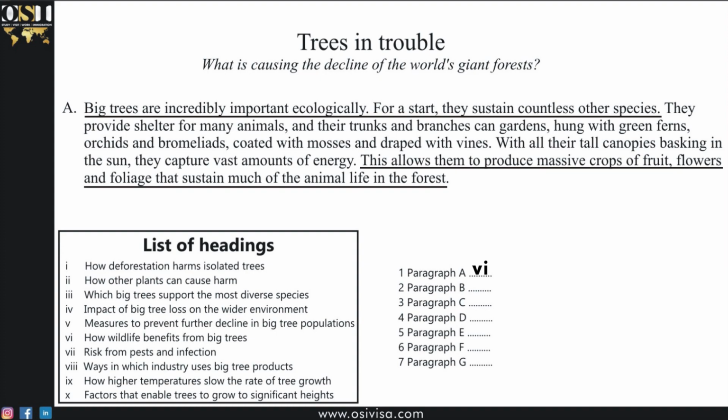The third one says which big trees support most diverse species. Now over here it says which big trees. They were not talking about different species of trees, they just mentioned that big trees sustain animals and other wildlife. So we can eliminate that as well. So yes, this way you should be able to eliminate all of them excluding the one that is your answer. If you are able to eliminate everything confidently, then you know that the answer that you've chosen is most likely to be correct. So yes, just focus on the first few sentences. The last few sentences, read them very carefully and then choose your answer.